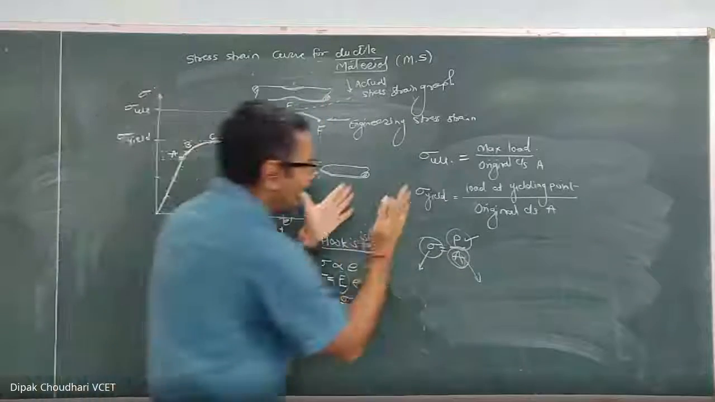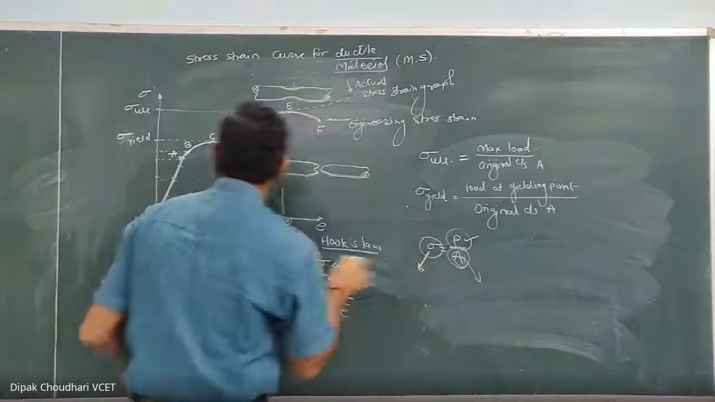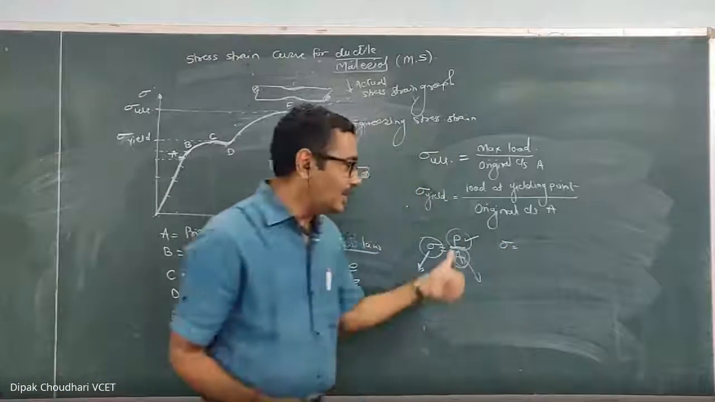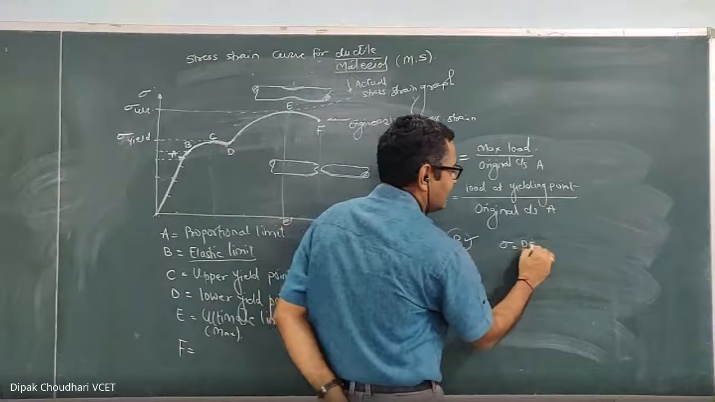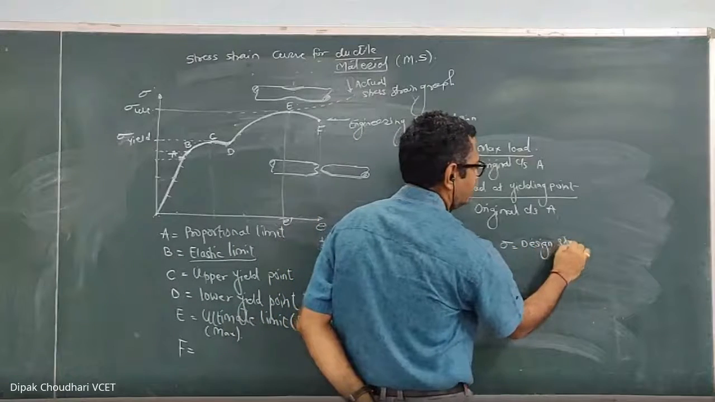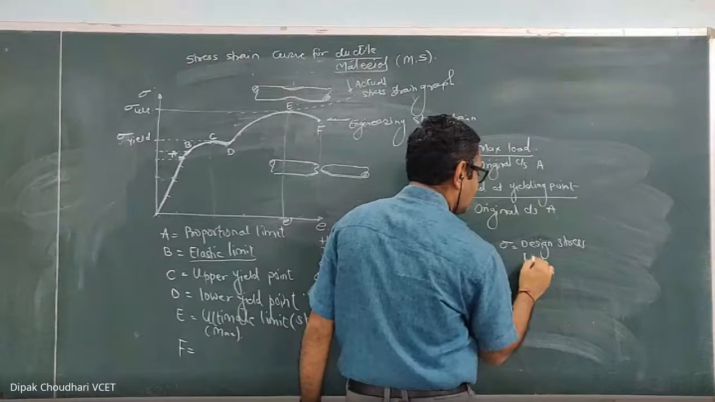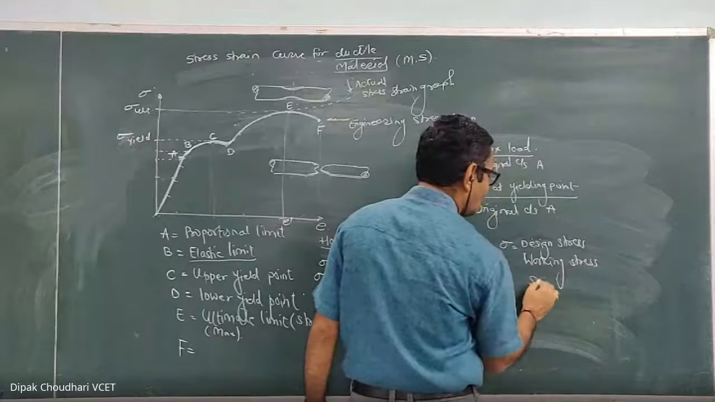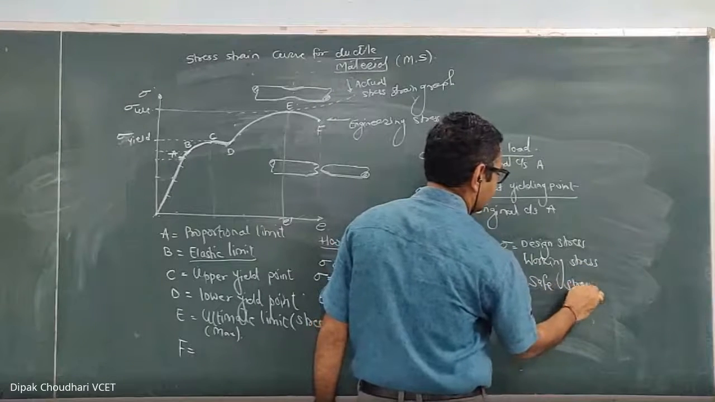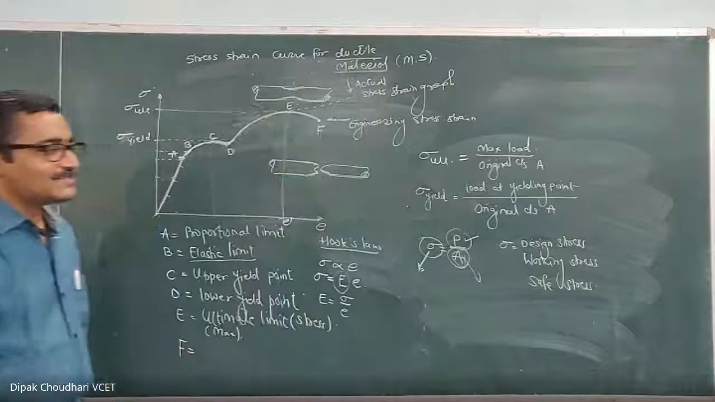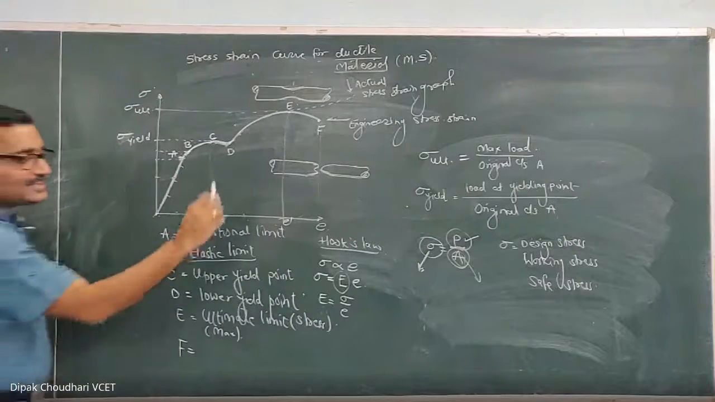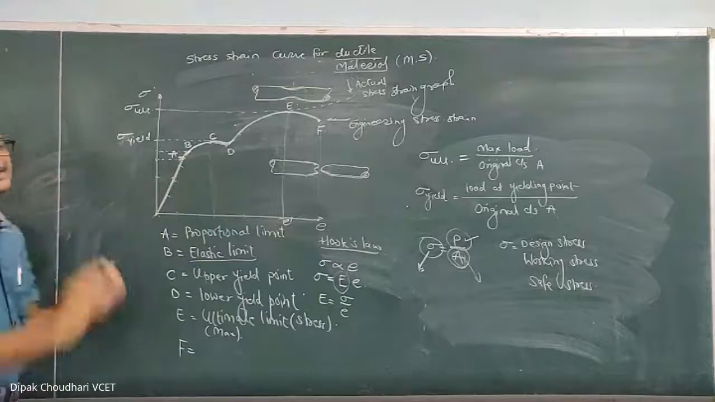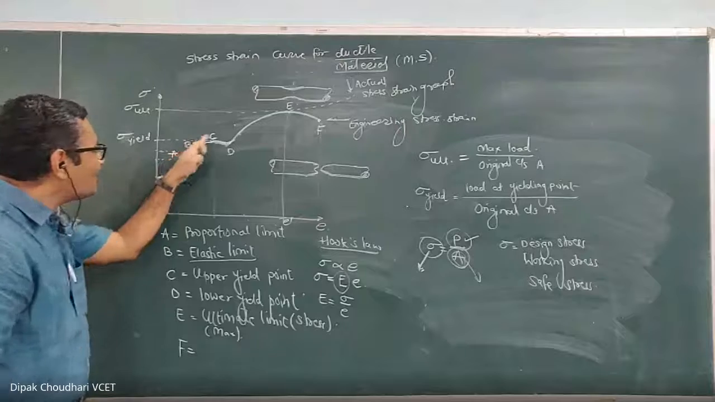Okay, that's why whenever we design any component, this stress should always be within the elastic limit, and that stress which we are using for designing the component is known as a design stress, or it is known as a working stress, or it is known as a safe stress. Okay, design stress, working stress, or the safe stress. Here, the value of this design stress, working stress, and safe stress should always be within the elastic limit. It should not go beyond the elastic limit.